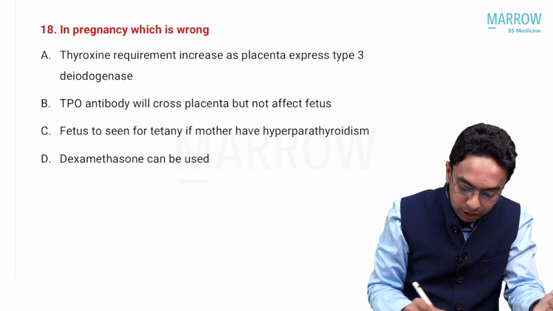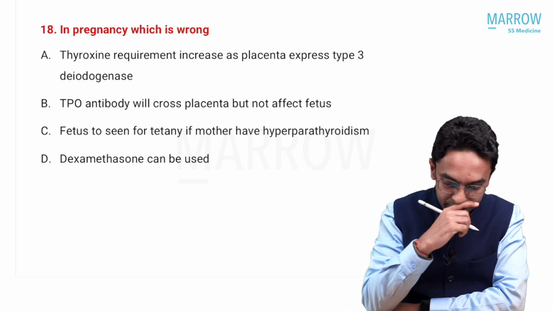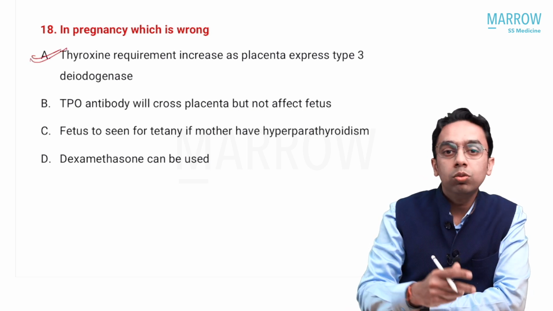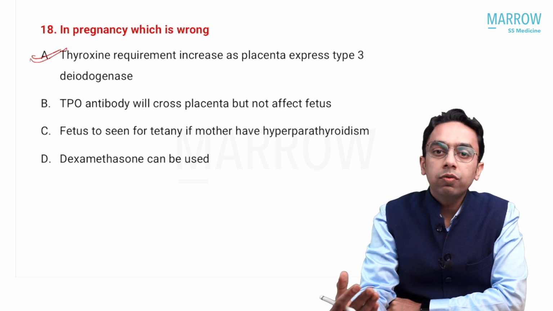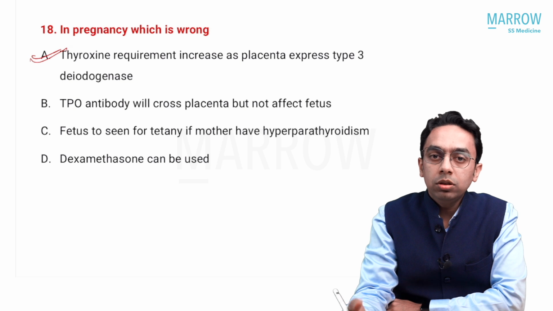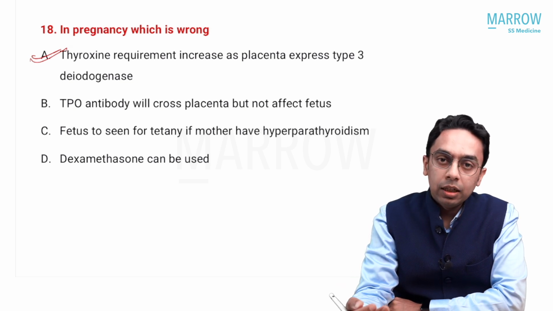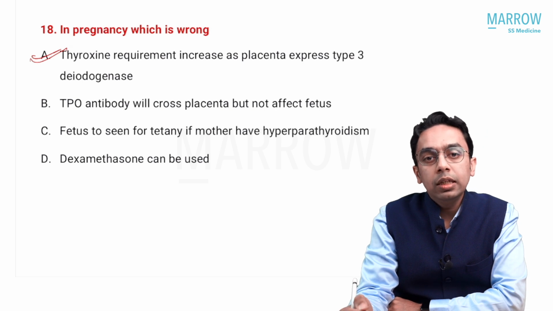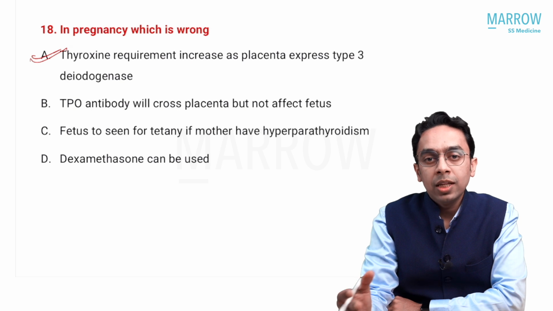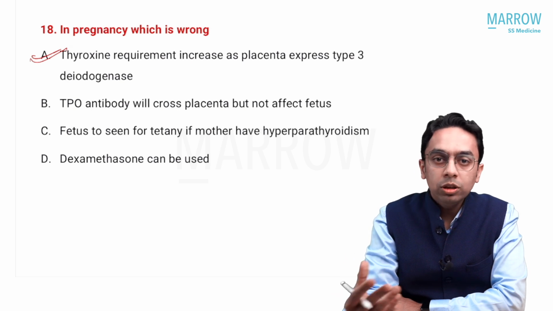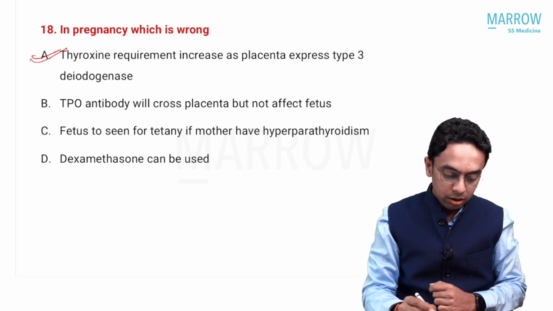Thyroxine requirement increases as the placenta expresses type 3 deiodinase is absolutely right here. We know that we have to increase the dose of thyroxine by up to 25 to 50%. That is because of the placenta having increased deiodinase 3 activity. Also because the increase in estrogen increases TBG. That is why T4 is bound more. So thyroxine requirement increases, that's the correct option.